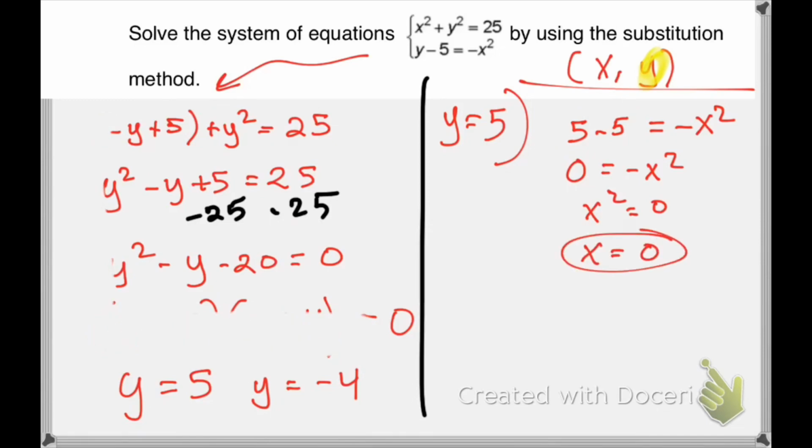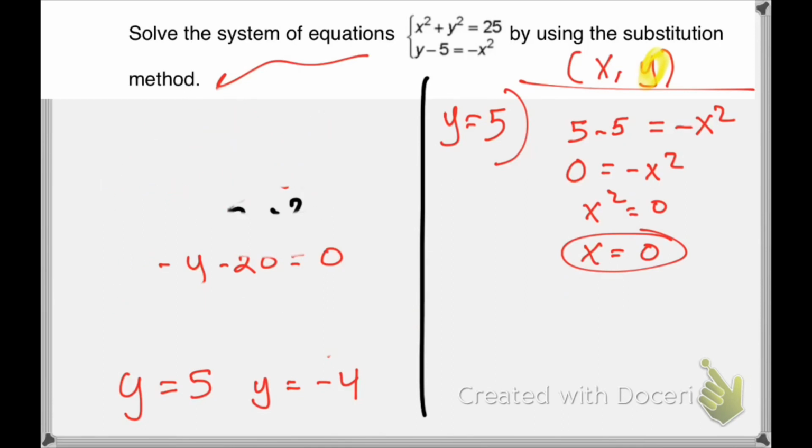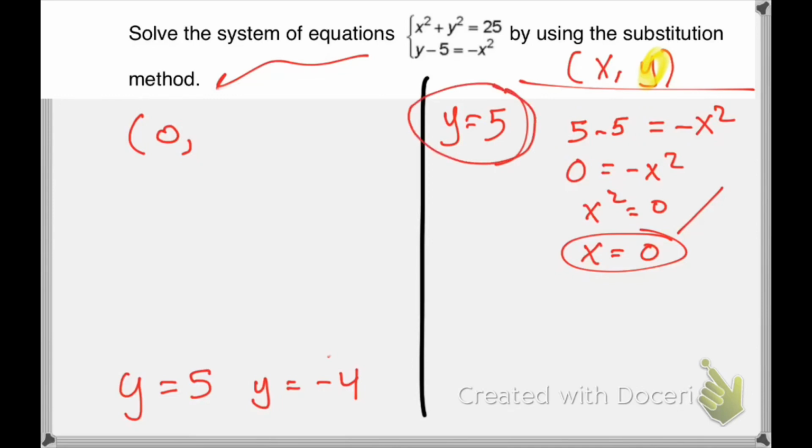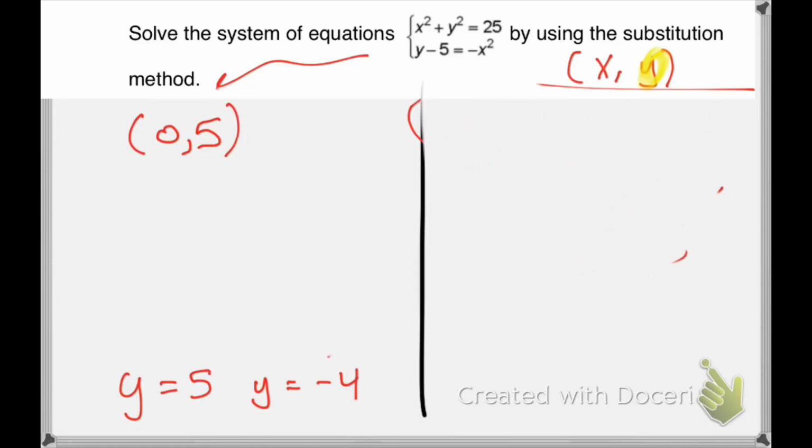So what happens is that my first coordinates, make sure it's xy, I have an x coordinate of 0 right here. And then since I was using y equals 5, I get 0, 5. That's my first intersection point. Now since I've solved for the x coordinate of the y equals 5, let's go and do it with negative 4.